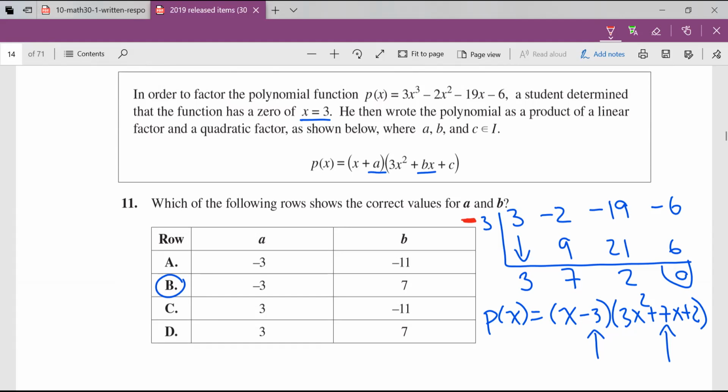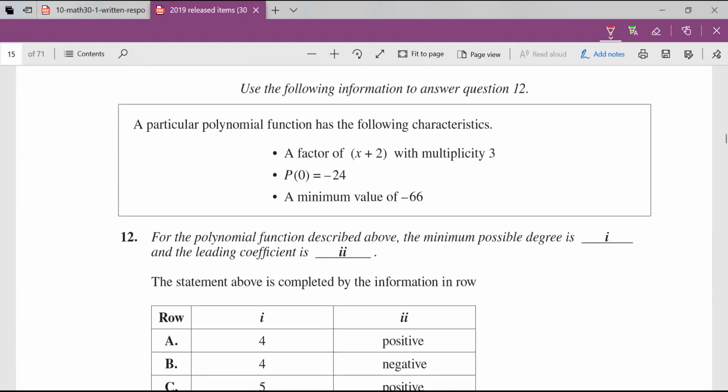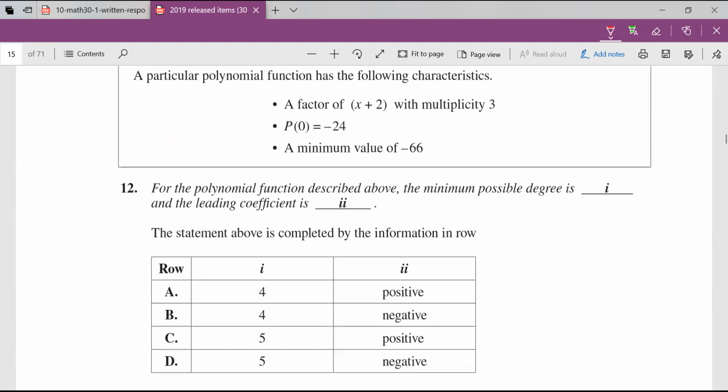Okay, let's keep rolling. How are we doing? Another poly question. Sure. Okay, a particular polynomial has the following characteristics. A factor of x plus 2 with a multiplicity of 3. Okay. P of 0 is -24. That's our y-int, or our constant term. And a minimum value of -66.